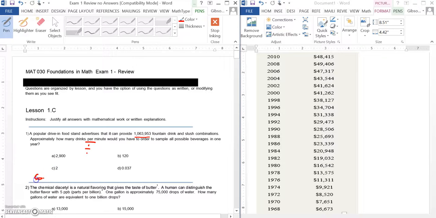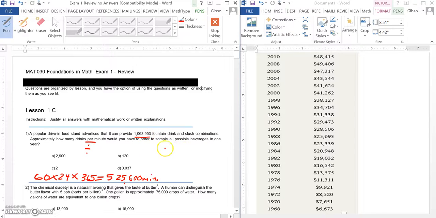We know there are 60 minutes in an hour, and then we will multiply that by 24 hours in a day, and we will multiply that value by a standard year, which is 365 days. Now, when we multiply this out, this will give us 525,600 minutes. Now, this is how many minutes are in a year. So now what we need to find out is how many drinks per minute we will have to get in a year in order to have all of these drink combinations.